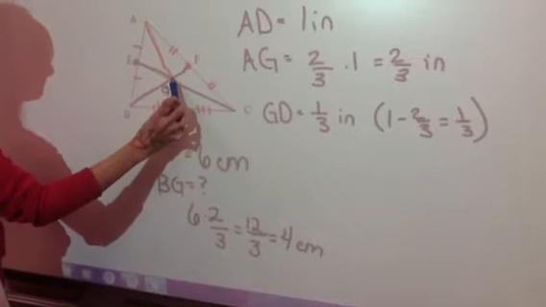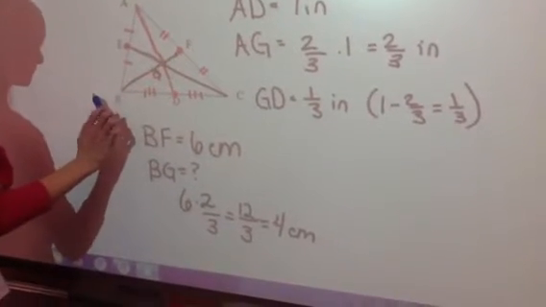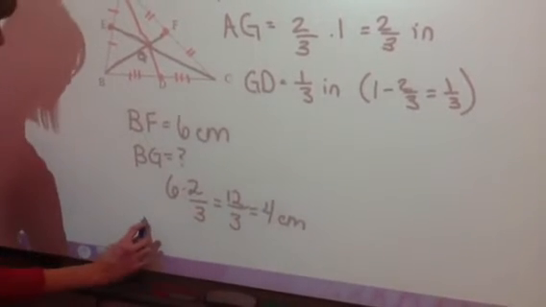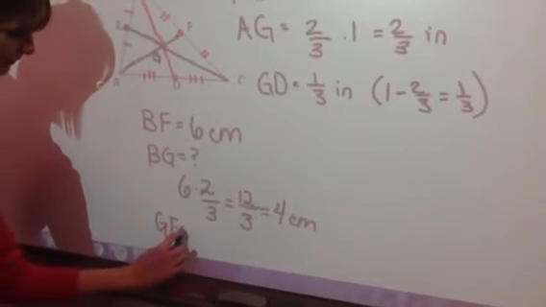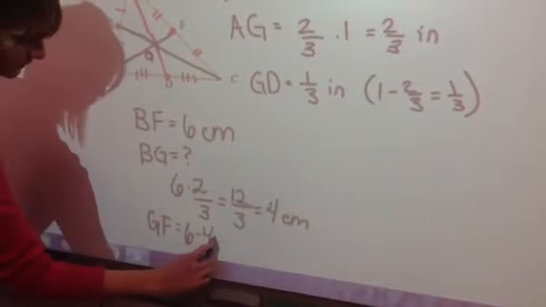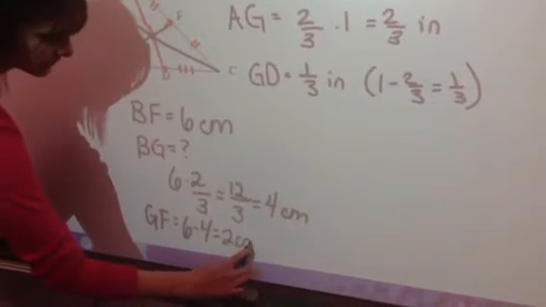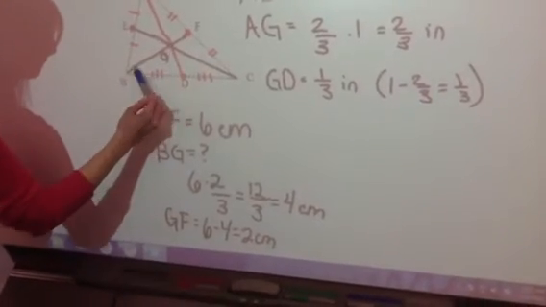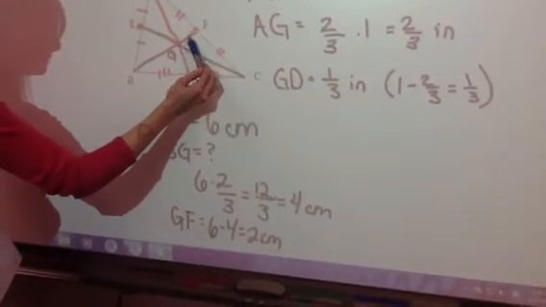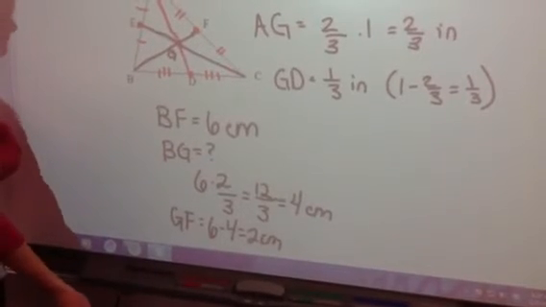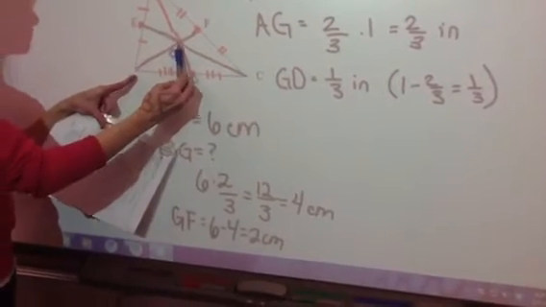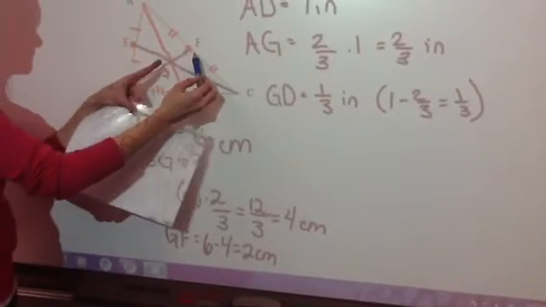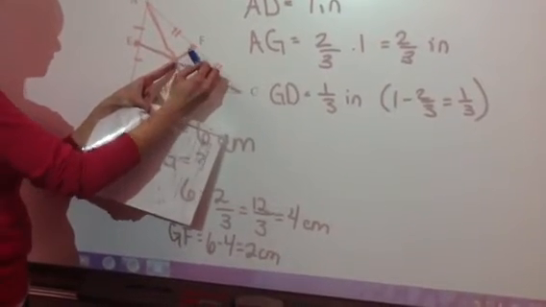Well, what if I want you to find the length from G to F? Easy enough. You just take 6 centimeters minus 4 centimeters. And so it would be 2 centimeters. Now, if you notice, the length from B to G is twice as long as the length from G to F, and that's always going to be the case. So this right here is 2/3 of the entire length, but this length here is also double the length from the centroid to the midpoint.